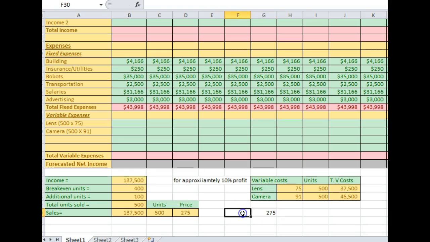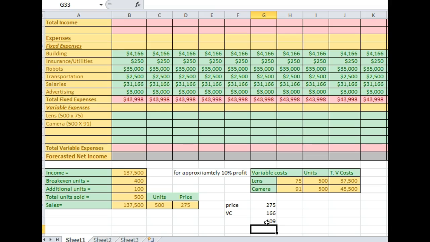Here's your sales or your selling price. And this is your variable cost. And that is 75 and 91 together. So that says 166. So if I subtract the variable cost from the price, I come up with $109 for what we call your contribution margin.